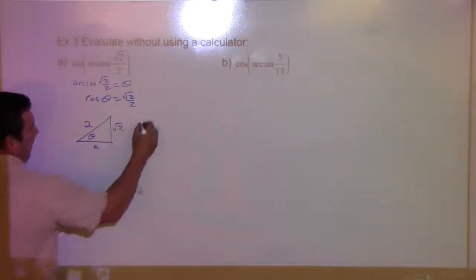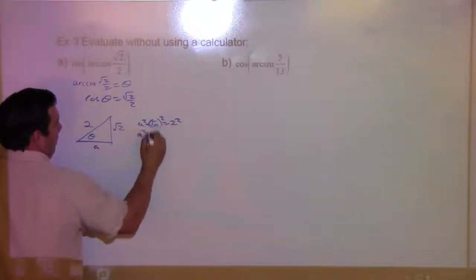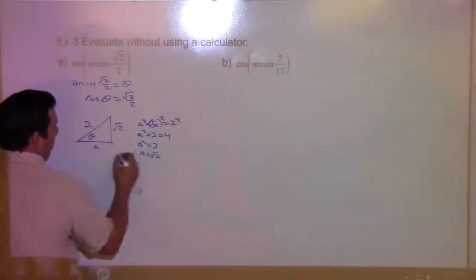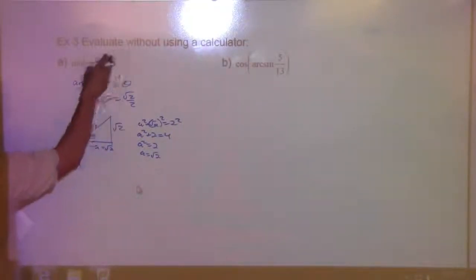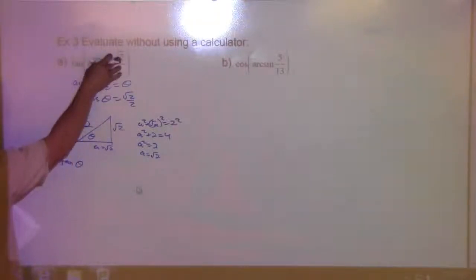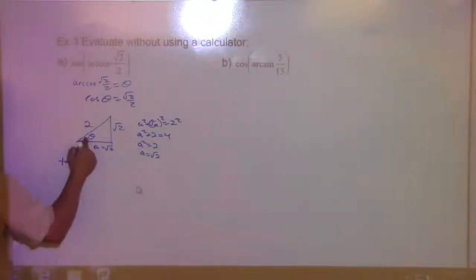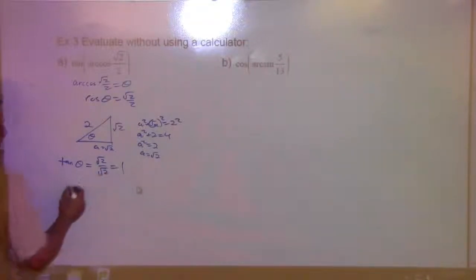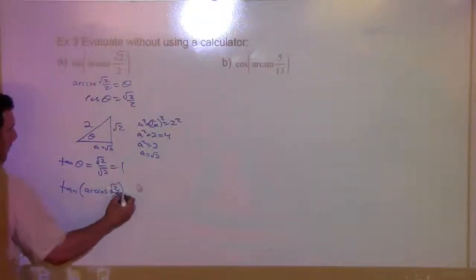Call that a squared plus square root of 2 squared equals 2 squared. So a squared plus 2 equals 4, and a squared equals 2. A would be the square root of 2 as well. Therefore, tangent of arc cosine, this part is just our theta. That's saying tangent of theta, because we define that to be our theta, which is opposite over adjacent: square root of 2 over square root of 2, which is 1. So tangent of arc cosine of the square root of 2 over 2 is going to be 1.